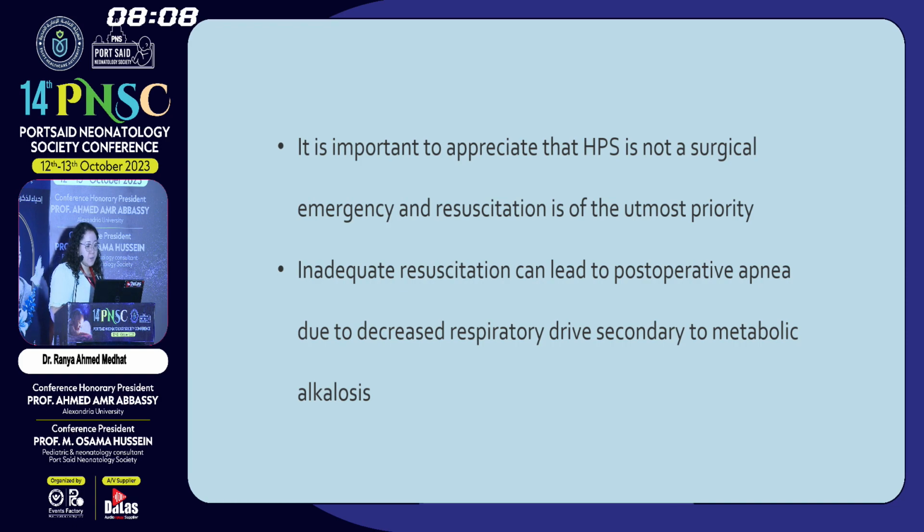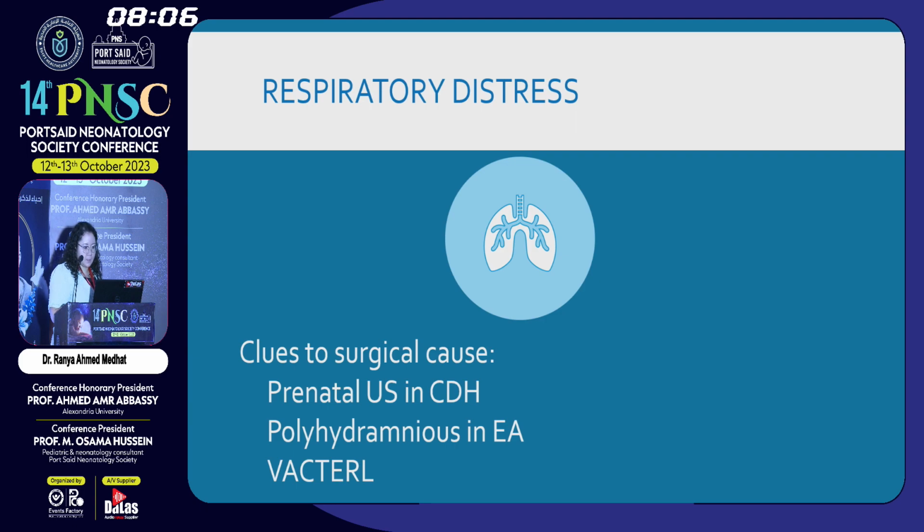Another clinical picture or another complaint that might have an underlying surgical cause is respiratory distress. What are the clues that might lead to me thinking that there is a surgical cause? In congenital diaphragmatic hernia, most probably the neonate is going to have a prenatal ultrasound saying that he has a congenital diaphragmatic hernia. In cases of esophageal atresia, there's probably going to be polyhydramnios, and there might be other associated anomalies such as an anorectal malformation or any limb anomalies that may be a clue to having an esophageal atresia.